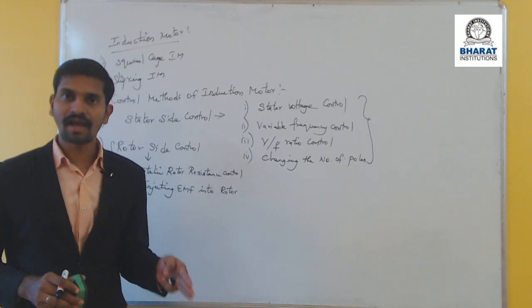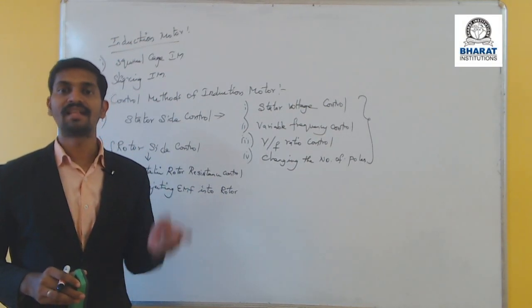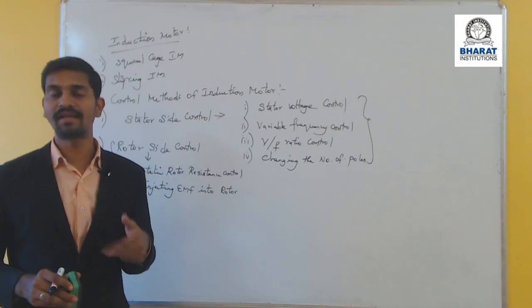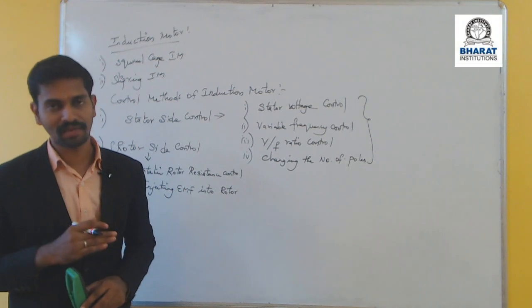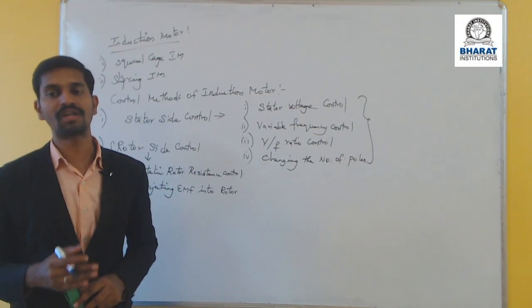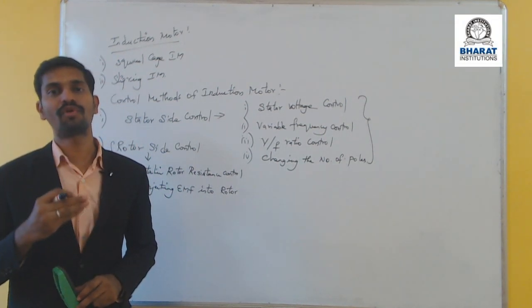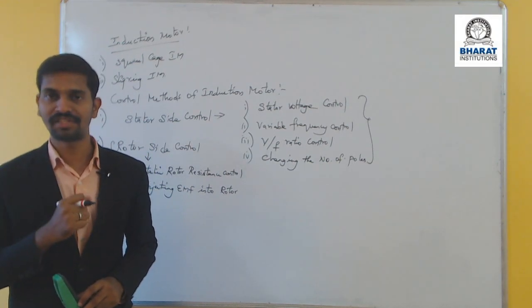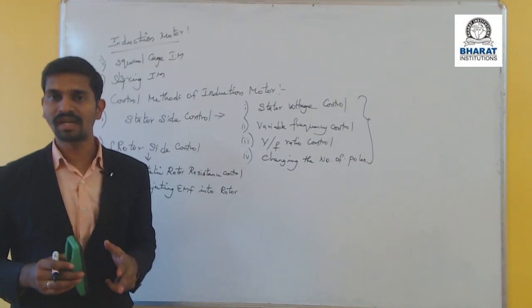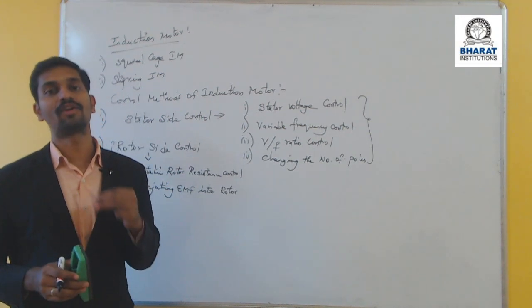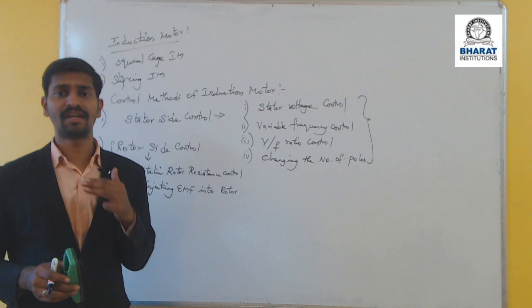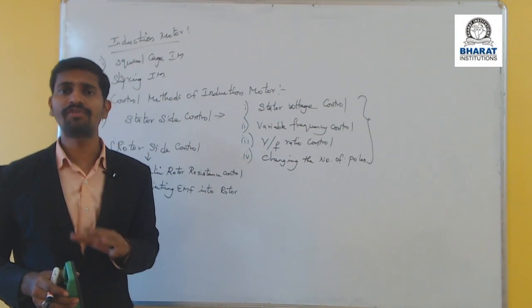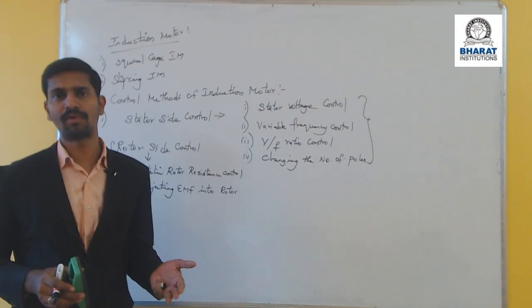So before the advent of power electronic devices, the DC motors only were used for the variable speed drive application. So after the advent of the power electronic devices, the induction motors also nowadays are used for variable speed drive application. Why? Because induction motors have less maintenance, are cost effective, have high efficiency, and moreover we can use the induction motor for any kind of environment, explosive environment also we can use.